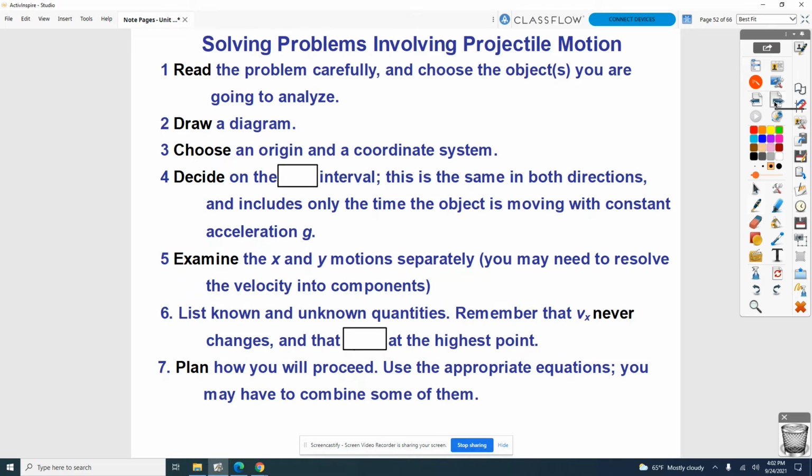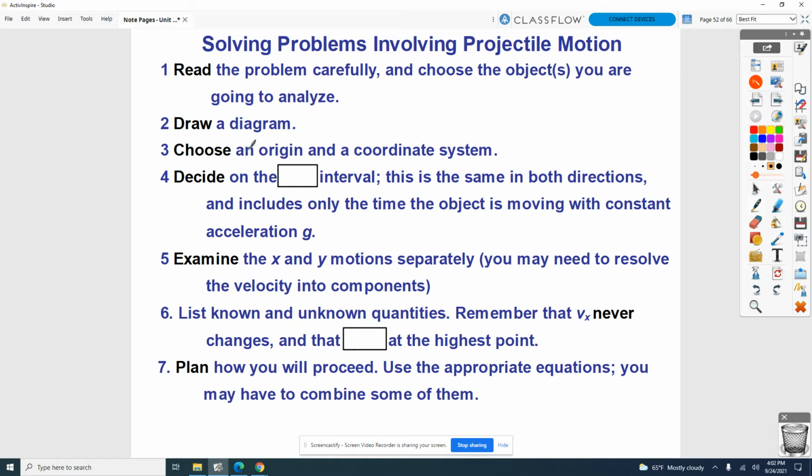Now, when we go to solve projectile motion problems, particularly those in which we have some angled launch, it's important to follow a nice process. Number one, always read the problem carefully. Make sure you know what you're asked for. Choose the objects that you're going to study. It's pretty much the projectile in these problems. Draw a diagram, usually a good starting point. Choose an origin and a coordinate system. If you call up positive, make sure you stay consistent with that.